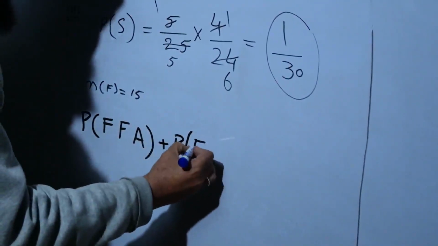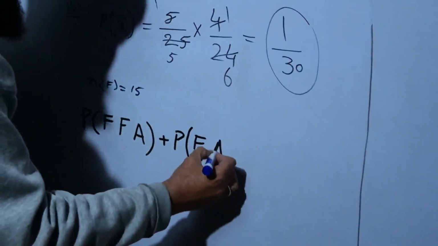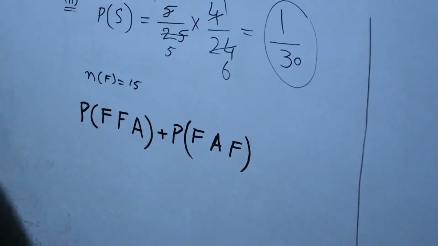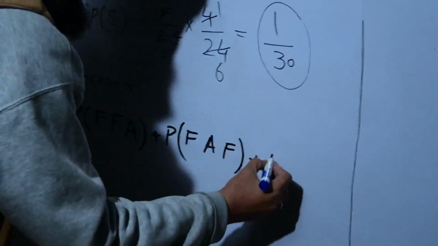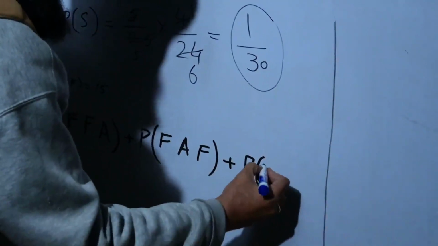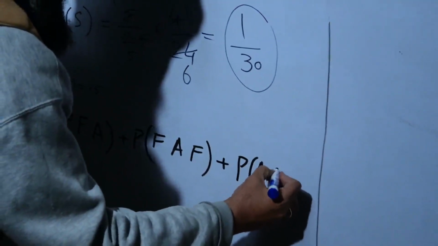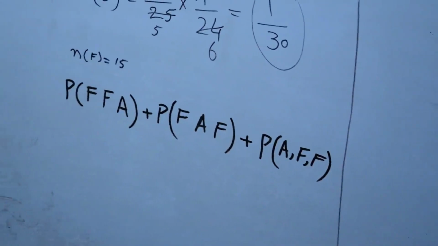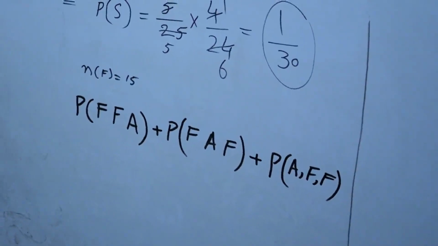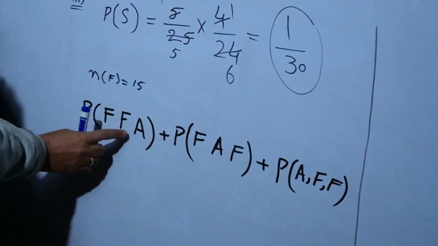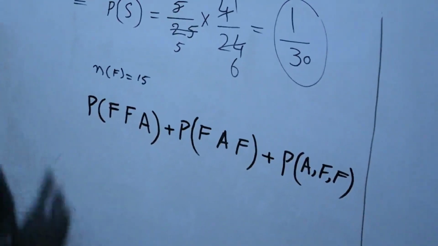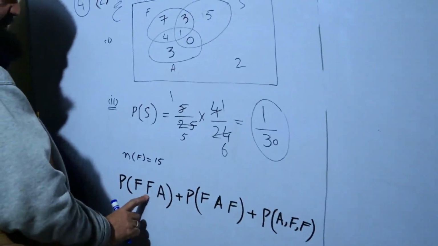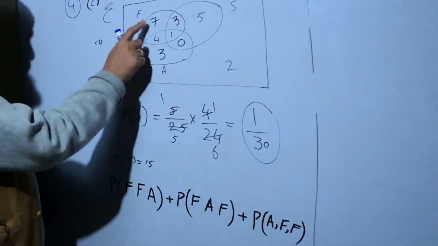Another possibility is that the first is French, the second studies Arabic, and the third is any French student other than Arabic. The third possibility is that the first is Arabic, then those French students who do not study Arabic. So these are the 3 possibilities. Now first we find the probability of FFA. F means those students who study French but not Arabic. A means those students who study French and also Arabic.